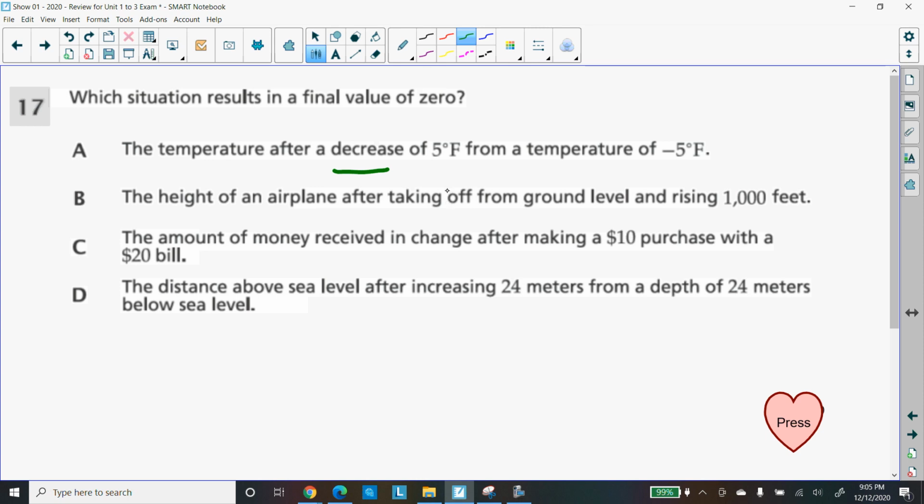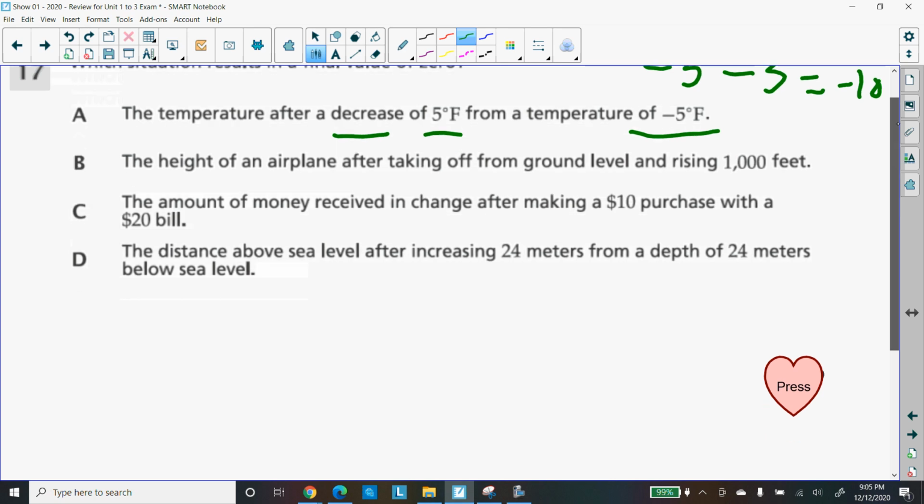After a decrease of 5 degrees from a temperature of negative 5 degrees, does that equal 0? Well, if it started at negative 5 degrees and decreased by 5 degrees, that'll give me negative 10 degrees Fahrenheit.